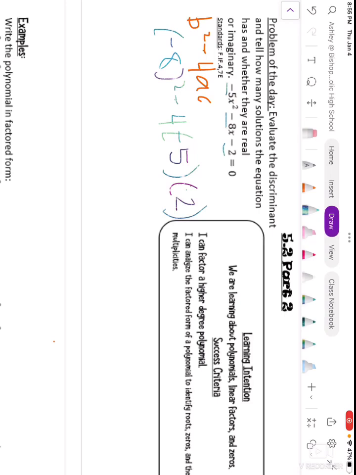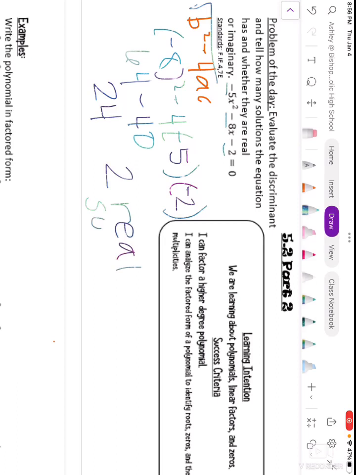And then we're going to simplify this. Negative 8 squared is 64. Negative 4 times negative 5 is positive 20. Positive 20 times negative 2 is negative 40. And then 64 minus 40 is 24. So it's a positive number. And if that was under a square root, there would be 2 real solutions, because all positive numbers have 2 real solutions when we square root them.